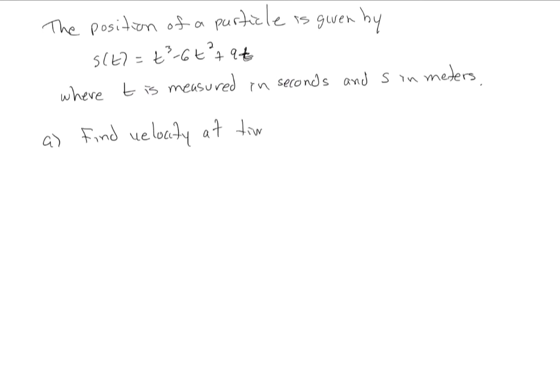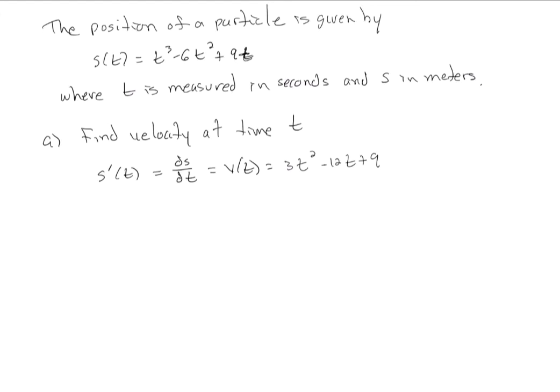So again, what we know up to this point is that the derivative of s with respect to t, whether we use the prime notation or the Leibniz notation, is our velocity. So we have the shortcut of the power rule at this point. So we're going to say 3t squared minus 12t plus 9 is our velocity function. Now again, this describes the velocity of the particle for any time t.